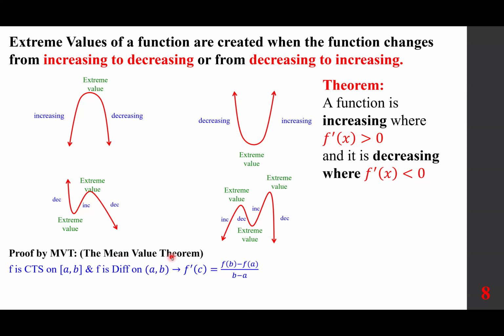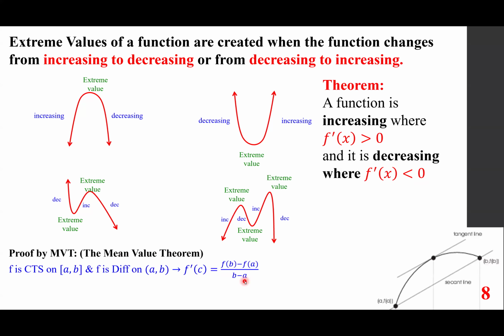I'm going to quickly mention that. According to MVT, the mean value theorem, if f is a continuous function on the closed interval a to b, and f is differentiable on the open interval a to b, then f prime of c equals f of b minus f of a over b minus a. What do we mean by that?